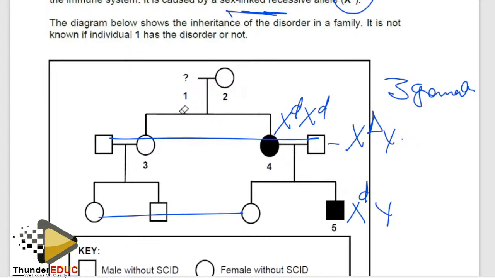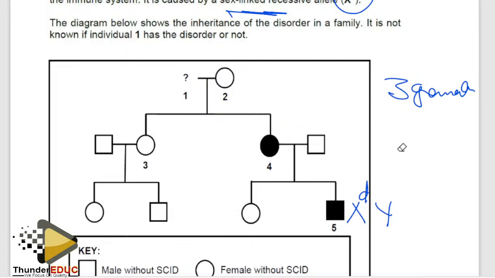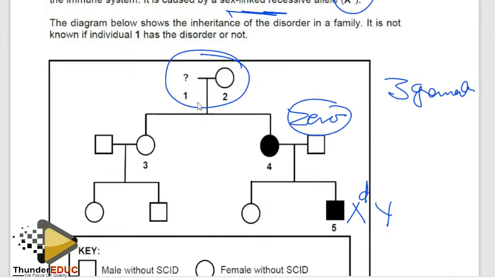How many kids, listen carefully, how many kids are sons of 1 and 2? 0. How many kids are for 1 and 2? 2. Remember that this is not a kid of this.